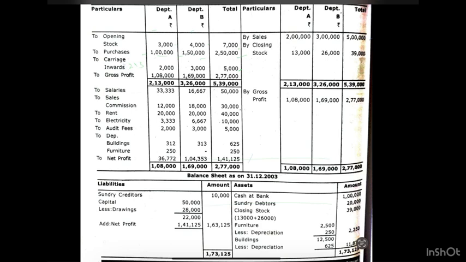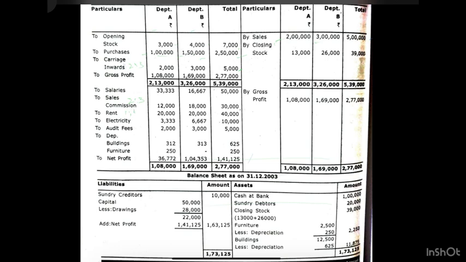And then sales commission. Sales commission in the sales ratio: 12,000 and 18,000. The 30,000 is to be divided in the ratio of sales, that is 2:3. So this is to be taken on the sales ratio 2:3. And rent, for rent, space occupied, 40,000. It's given in the problem as equal. So we are going to divide in equal ratio.